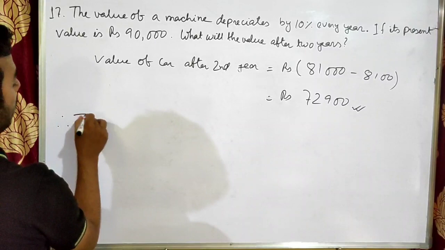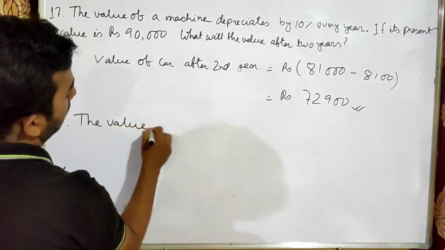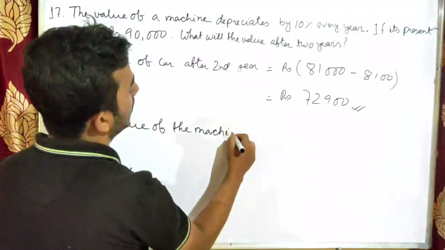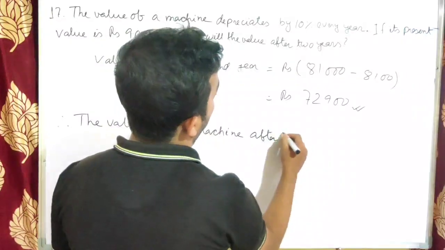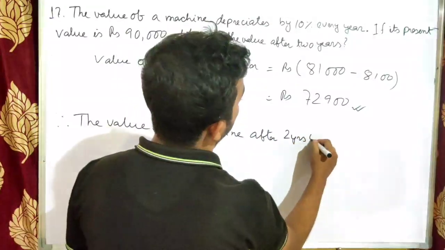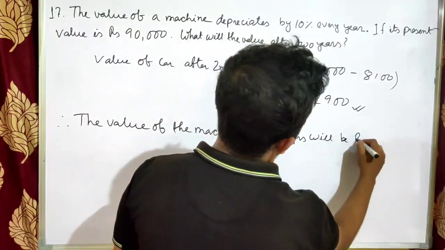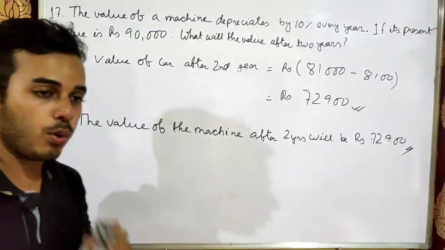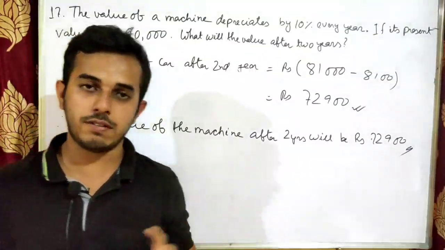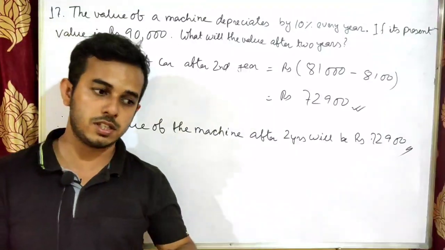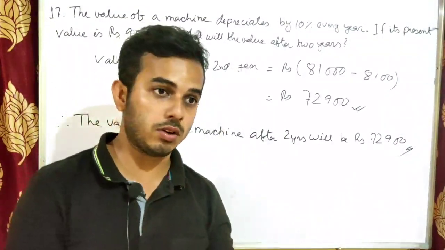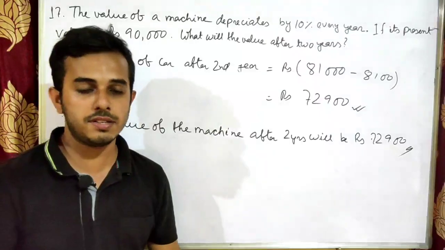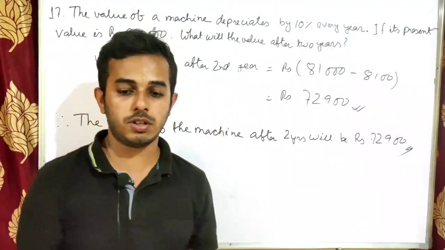So we'll write therefore the value of the machine after 2 years will be rupees 72,900. I hope this is clear to you. What we have done, first we found the value of the machine after 1 year, then again we decreased 10% of the value after 1 year. So we found the value of the machine after the second year. Very easy, just you have to know the process and the rules.